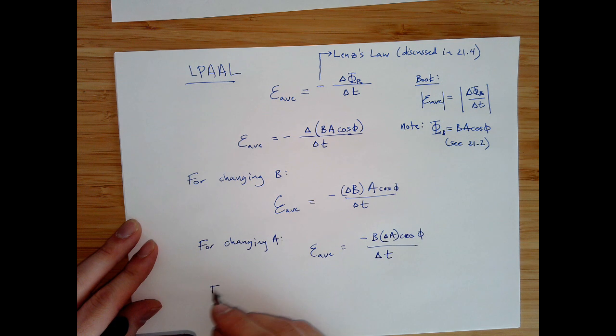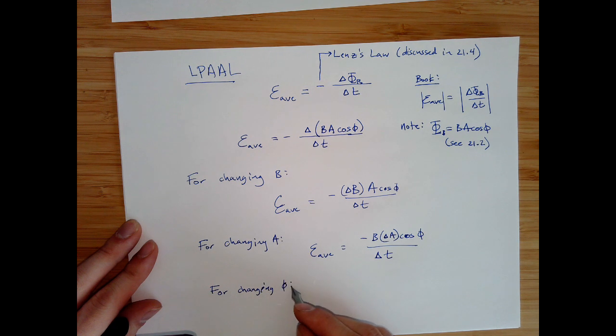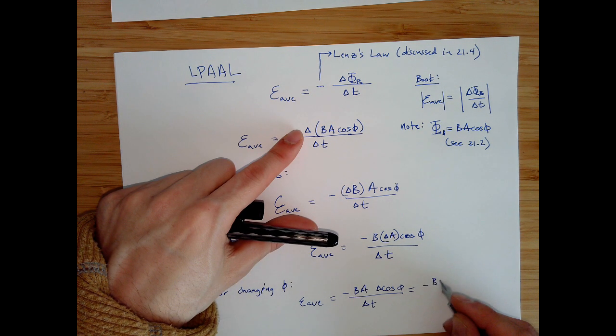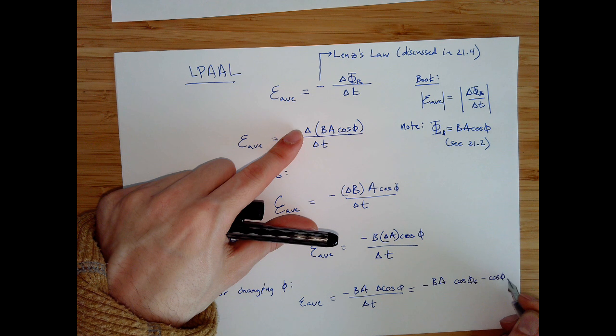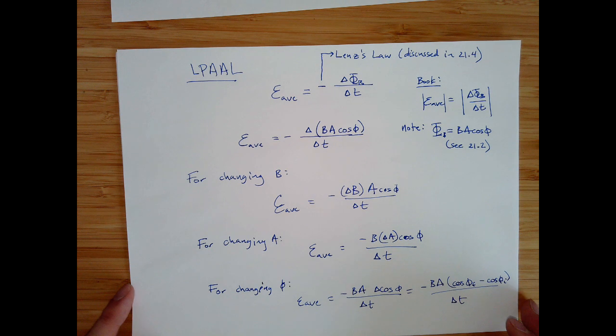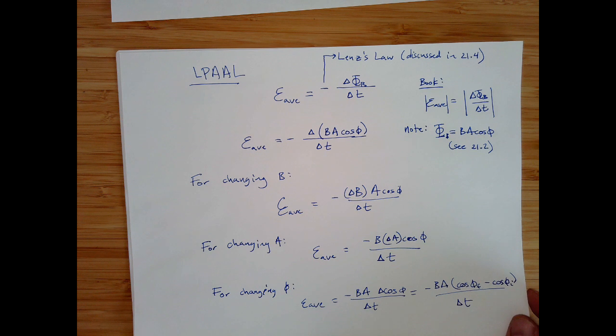and finally for, of course, a changing angle or a rotating loop, we would have delta cosine phi. And remember, delta is always final minus initial, so this could be written as negative BA times cosine phi final minus cosine phi initial, like that. So there you go. That's some useful mathematical expansions on the Faraday law expression.